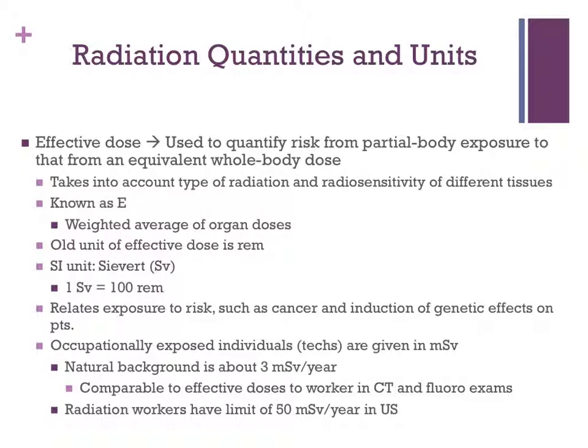The effective dose relates exposure to risk, such as cancer and induction of genetic effects on patients. Effective doses from fluoro and CT exams are comparable to natural background radiation, which is about 3 millisieverts per year. For occupationally exposed individuals, so the radiologists and the technologists, doses are given in millisieverts. The dose limit for radiation workers is 50 millisieverts per year in the United States.